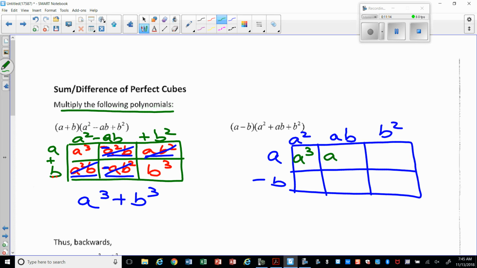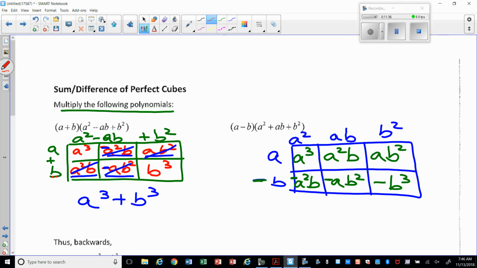And I've got an A squared B and an AB squared. I'm just distributing this A to all of these three. And now I'm going to distribute this negative B, so that would be A squared B, but it's negative. And this would be AB squared, and it's negative, because of this negative. And then this would be a negative B cubed.